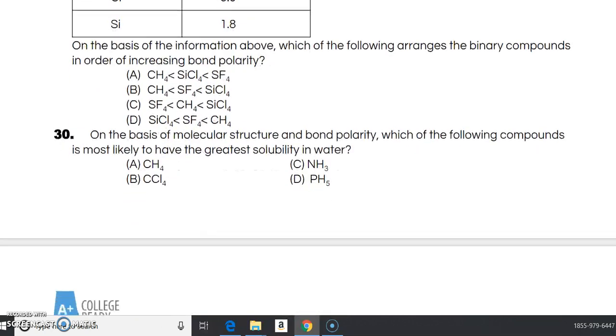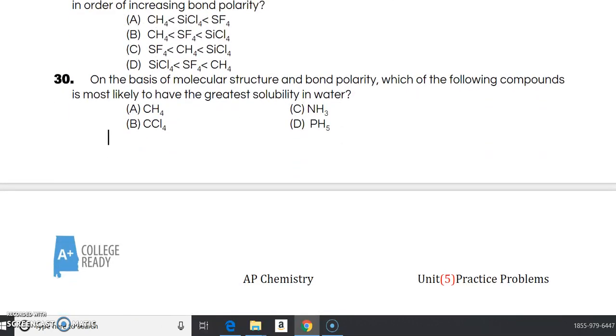Last question of our multiple choice practice problem set. On the basis of molecular structure and bond polarity, which of the following compounds is most likely to have the greatest solubility in water? Well, as we know, water is polar, and it's polar because oxygen has 2 unshared pairs of electrons on the central atom. I sound like a broken record, but go back and draw those Lewis structures. When you draw them, you're going to see that methane in A and carbon tetrachloride in B have no unshared pairs of electrons around the central atom. So they're both nonpolar.